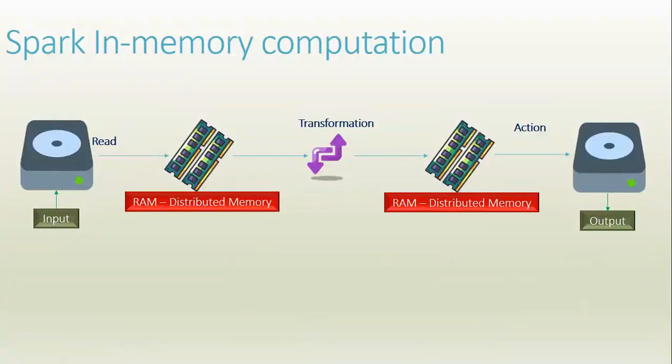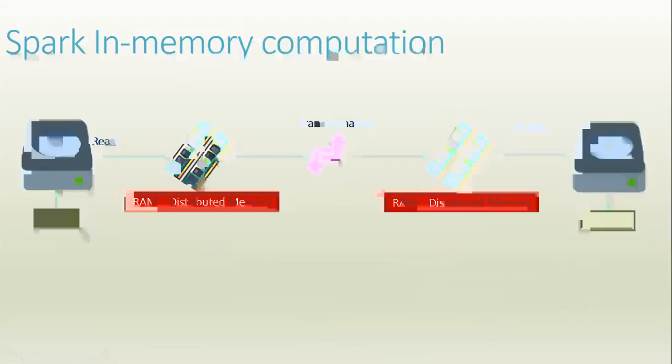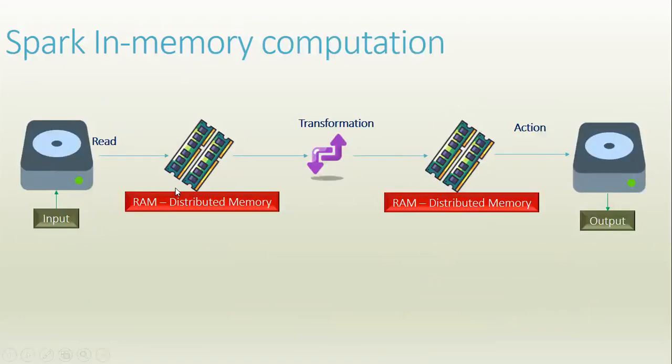So when we look at Spark in-memory computation, this is how it would look. The data is read from a disk, loaded into RAM, which is nothing but a distributed memory, and there are operations that could be performed. A transformation will give us, again, some kind of an object, and an action will write the data back to the disk, or a result or a value is generated.